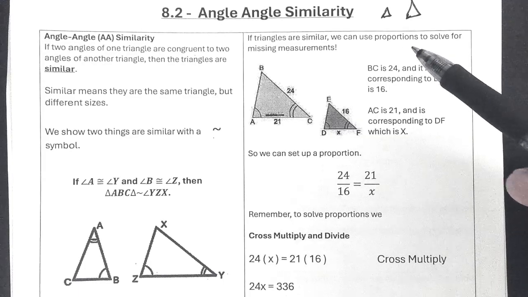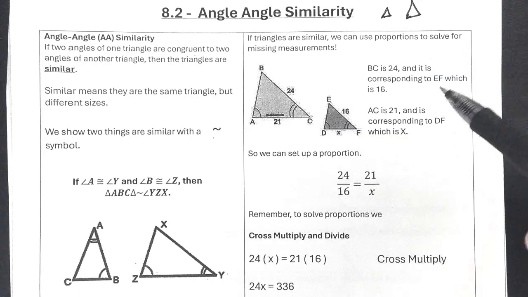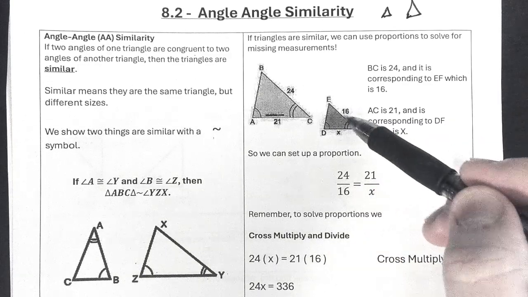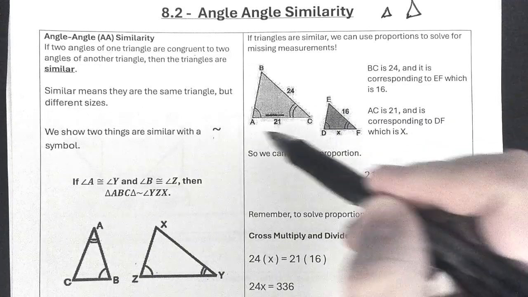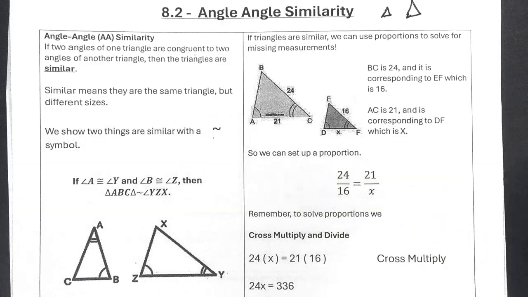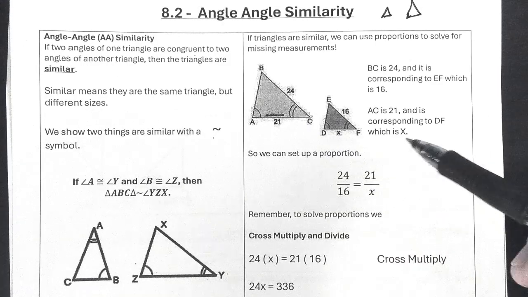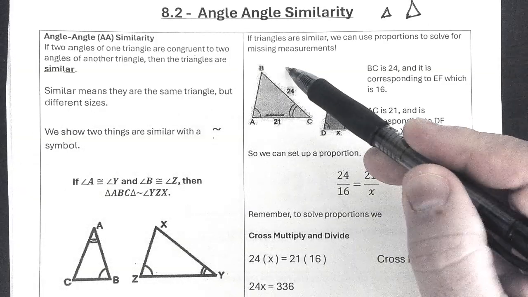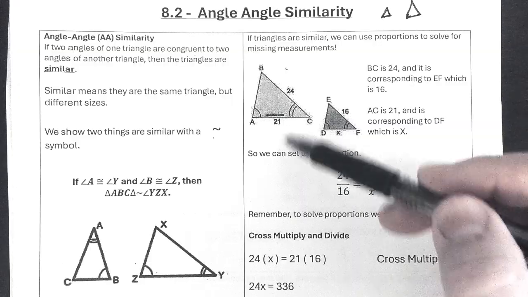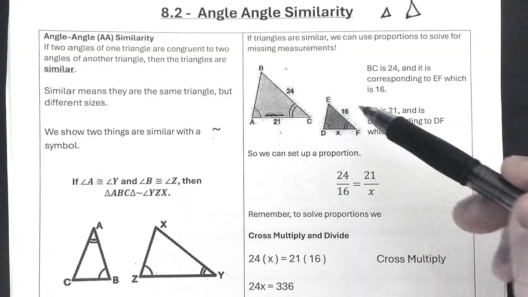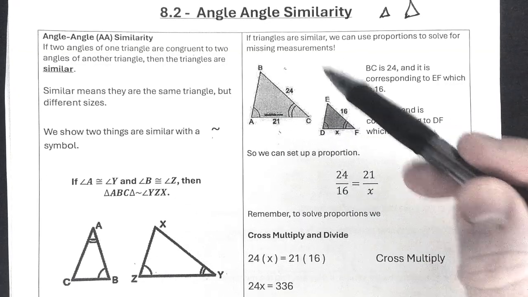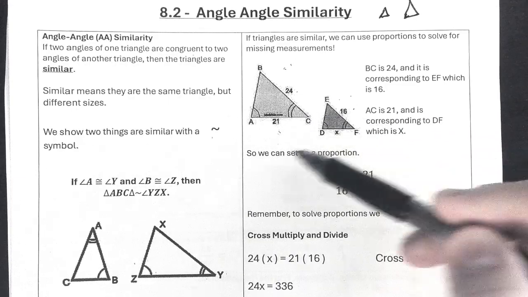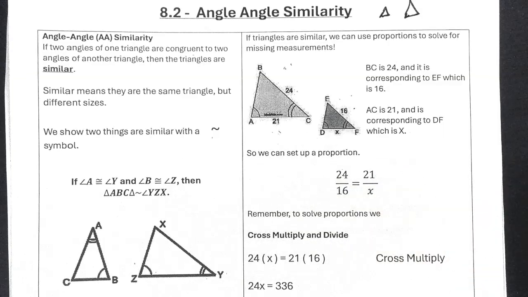All right, if triangles are similar, we can use proportions to solve for the missing measurements. In our example, BC is 24, and it corresponds to EF, which is 16. AC is 21, and it corresponds to DF, which is X. So we put these in proportion. If your top number is on the left here, your top number on the right had better be over here. As long as you see 24 over 16, we went from here to here, and then the same side, 21 over X.